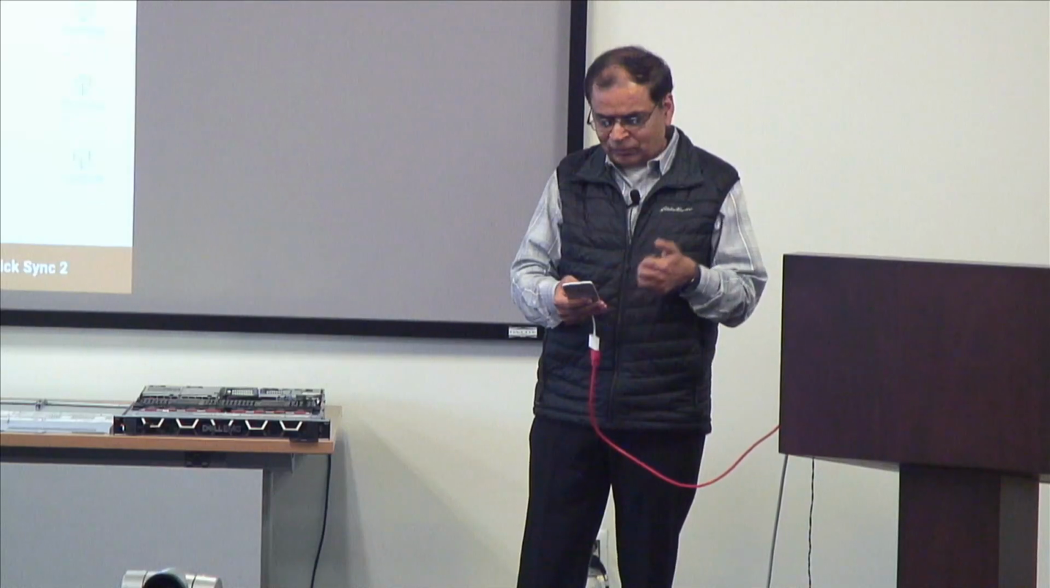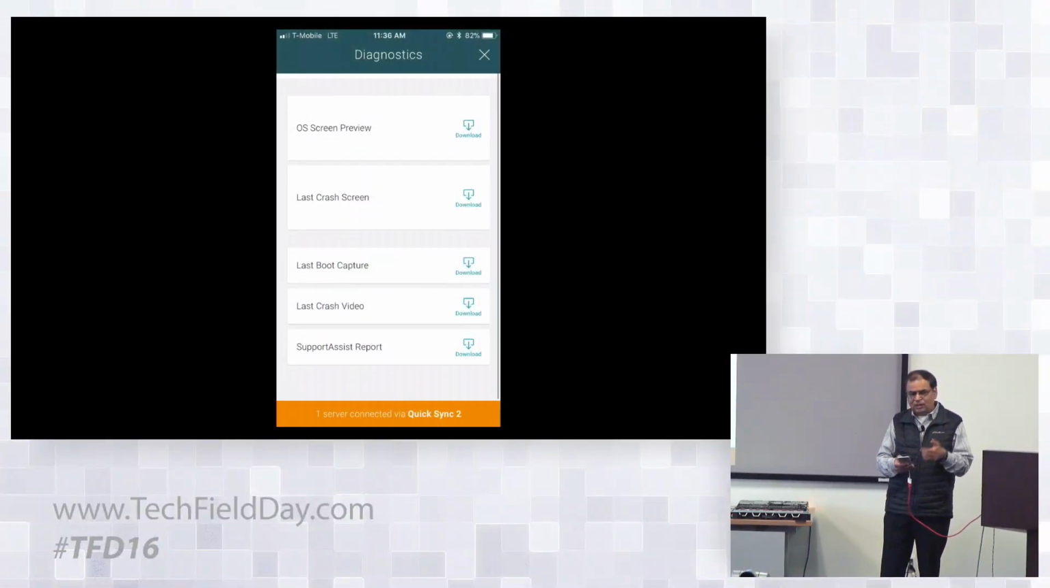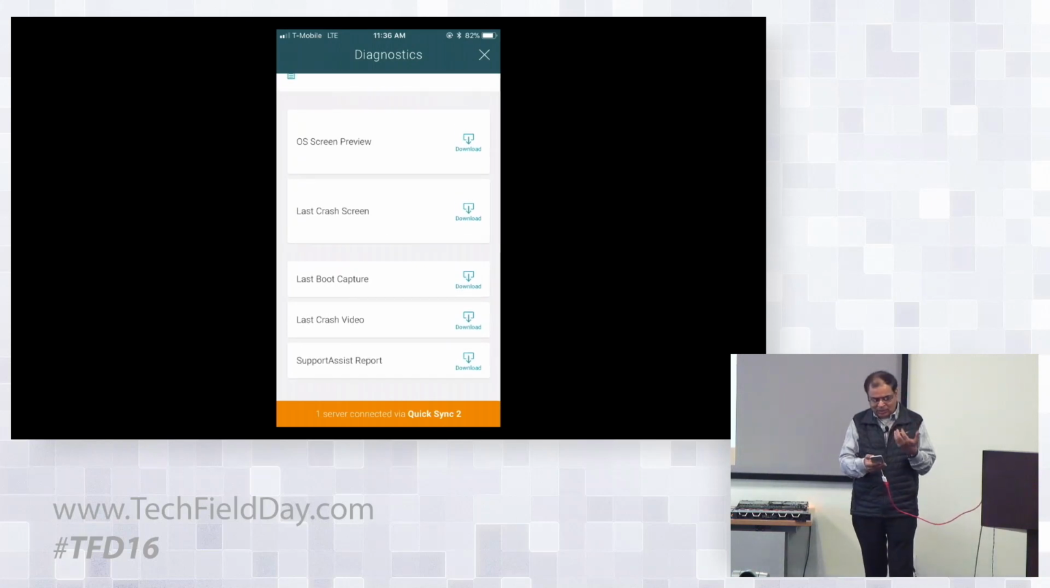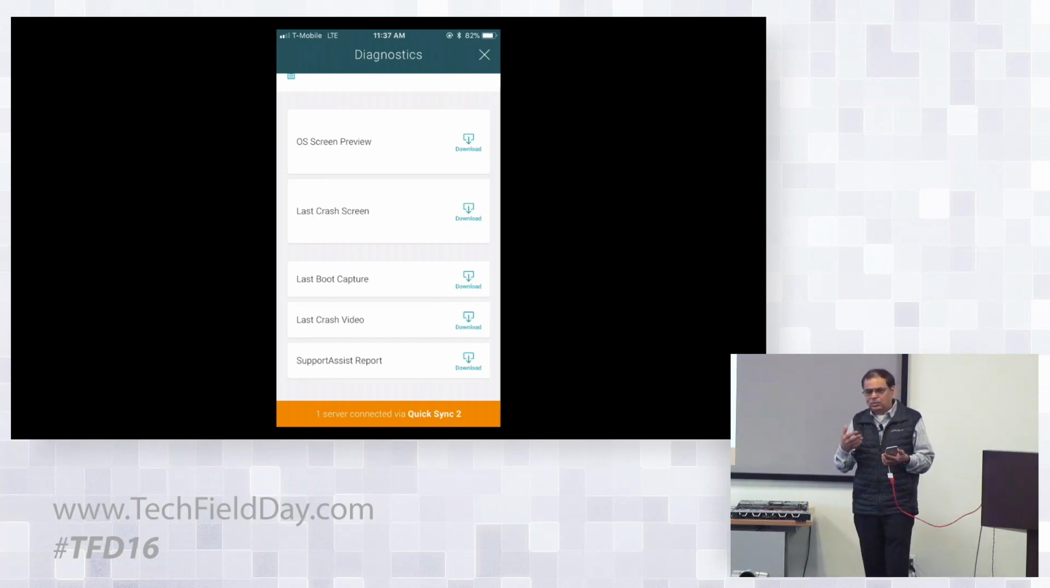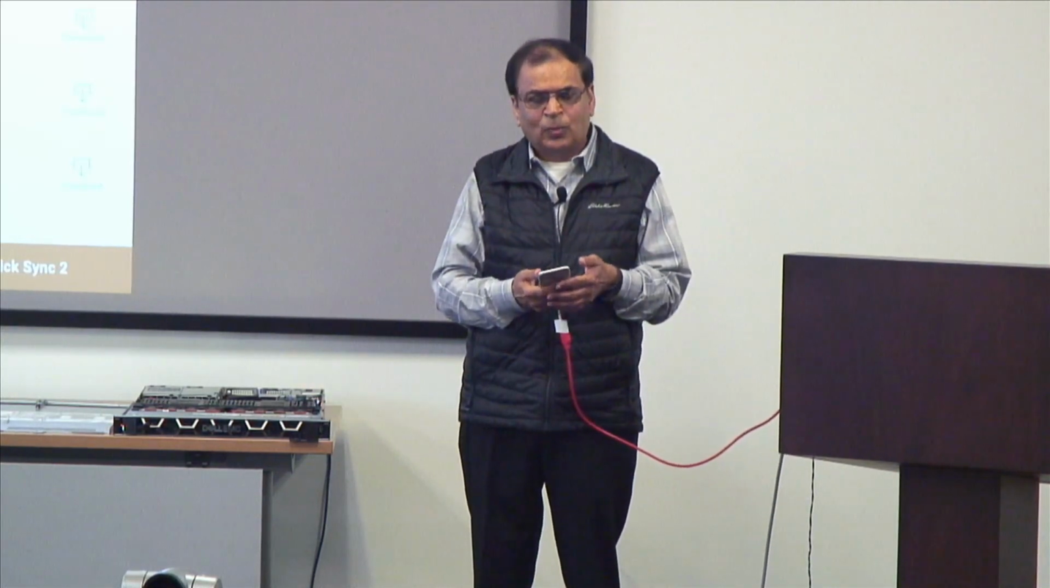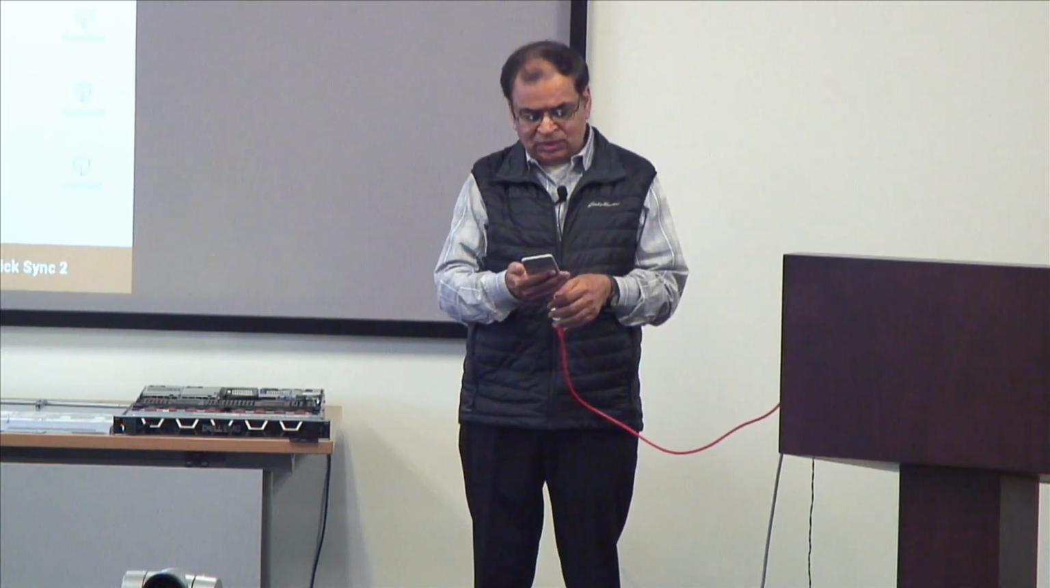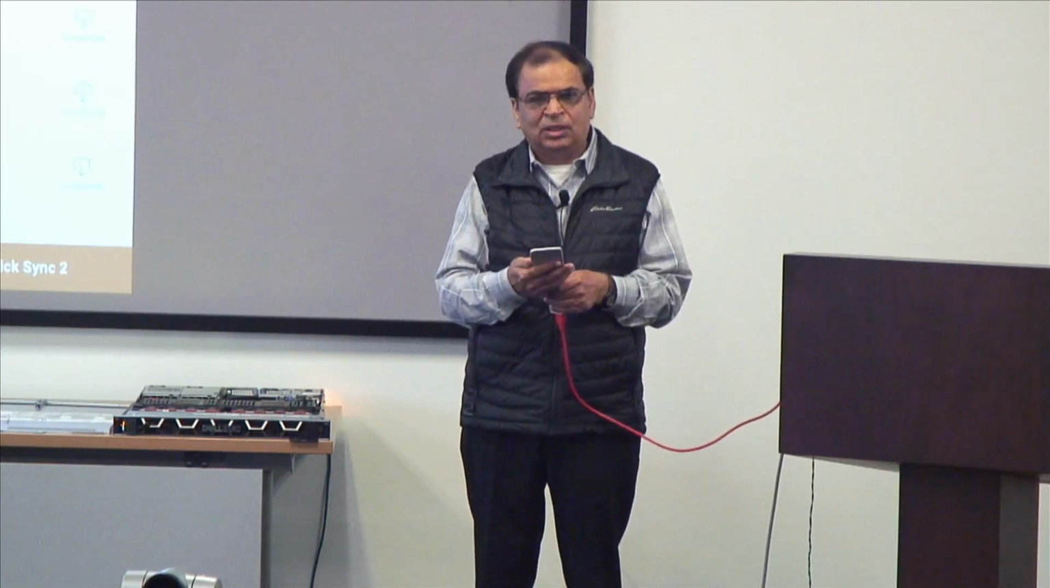So diagnostics is one option where I can go. I can look at the OS screen. I can look at the last crash screen. I can actually get the last boot capture of the crash video. But one thing I want to mention is the support assist report. I know there were some concerns about masking and other things about support assist report. But if your system is completely down and not able to access it, but if the iDRAC is active, you can still go from your mobile device to iDRAC. You can download the support assist report on the mobile device. At this point, you cannot view the support assist report, but you can download. And then you can email it to your on-site engineer or to someone else who wants to see the report. This takes about 3 to 4 minutes. I'm not going to go through this and actually download it, but we can do that at lunchtime if someone wants to see how that works.